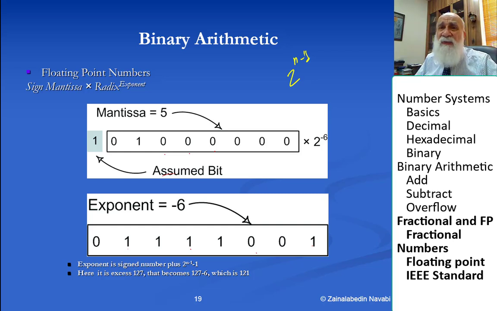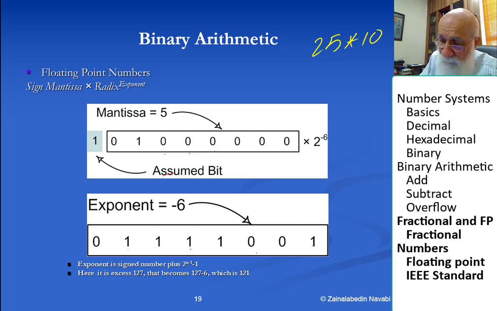Floating point representation is really nothing new. You have already done floating point for decimal numbers, right? For example, you say 25 times 10 to the minus 6. Okay, and so this becomes the exponent, and this becomes the mantissa. And we're going to be doing the same thing here.